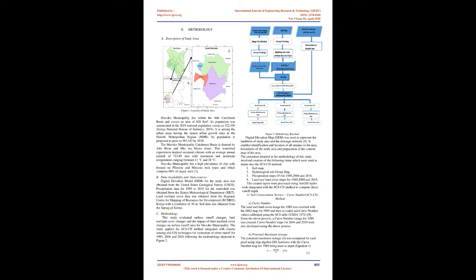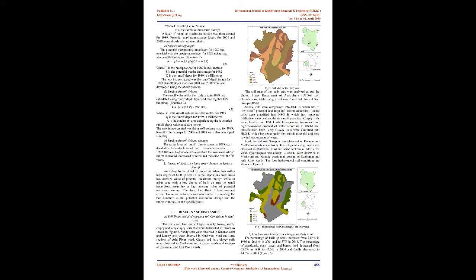1. Soil map. 2. Hydrological soil group map. 3. Precipitation maps, P, for 1989, 2004 and 2018. 4. Land use / land cover maps for 1989, 2004 and 2018. The created layers were processed using ArcGIS hydro tools integrated with the SCS-CN method to compute direct runoff depth.